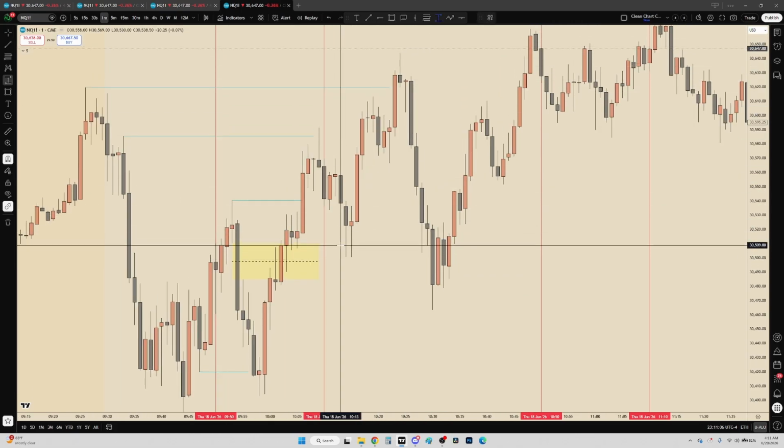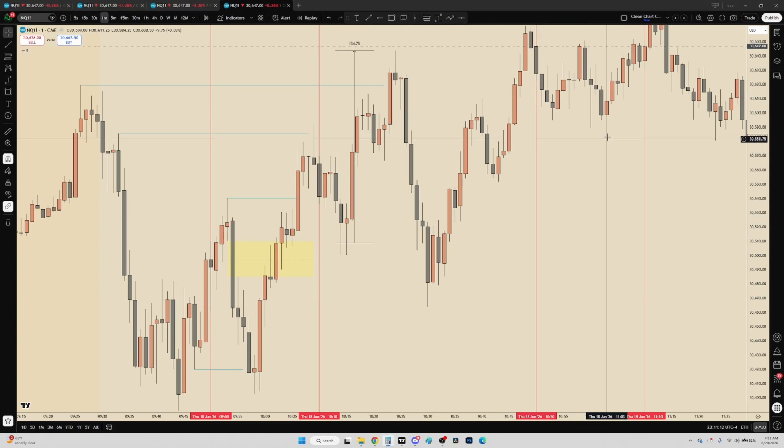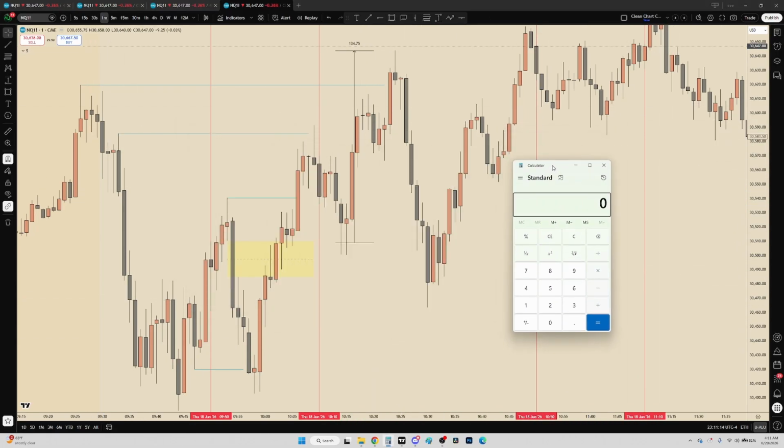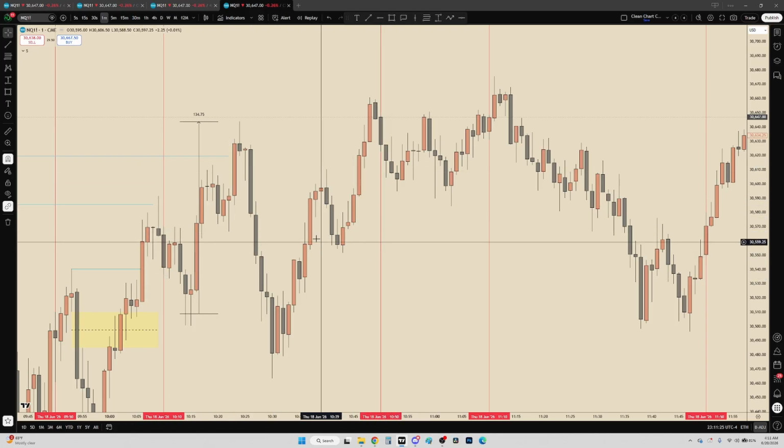If you entered at the high, that's 135 points on NASDAQ. If that was just one contract, that's $2,700 just on one contract using this macro as your entry. And it's the same thing for the rest of them.